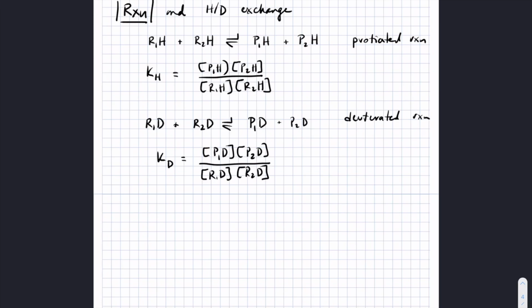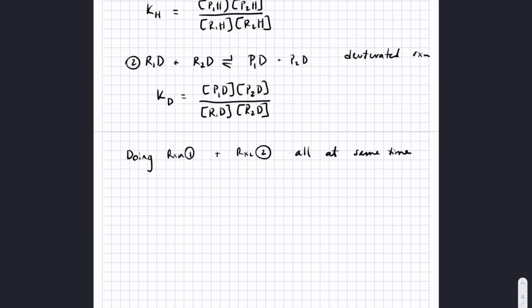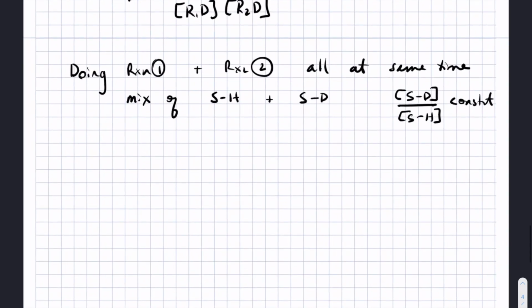First, we're going to imagine doing reaction 1, the protiated reaction, and reaction 2, the deuterated reaction, all at the same time. And we're going to imagine that we're doing this in a mix of protiated solvent and deuterated solvent, where the ratio of SD over SH is constant.